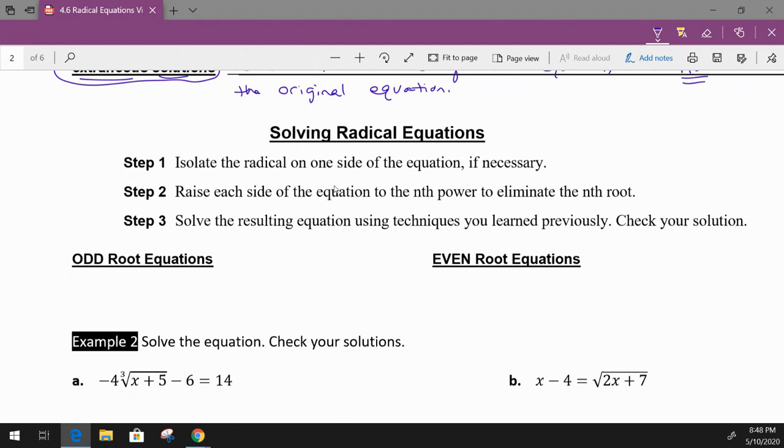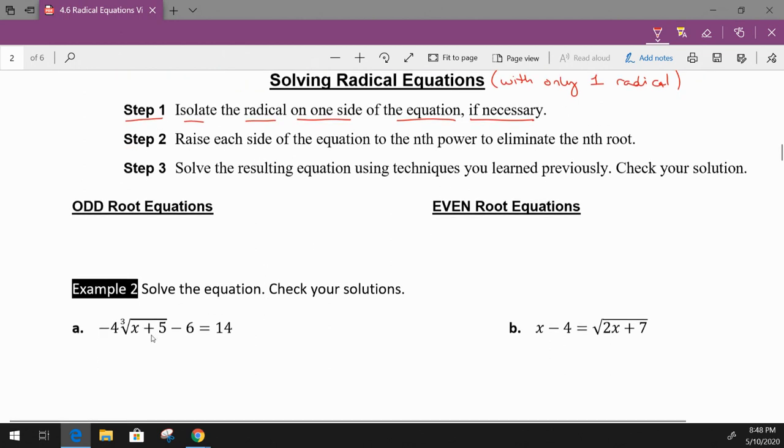So again, I've got some steps here to follow. So step 1, we want to isolate the radical on one side of the equation if necessary. And this is if we have a radical equation with only one radical in the equation. We have other equations where we have 2 radicals in it, but this one has only 1.